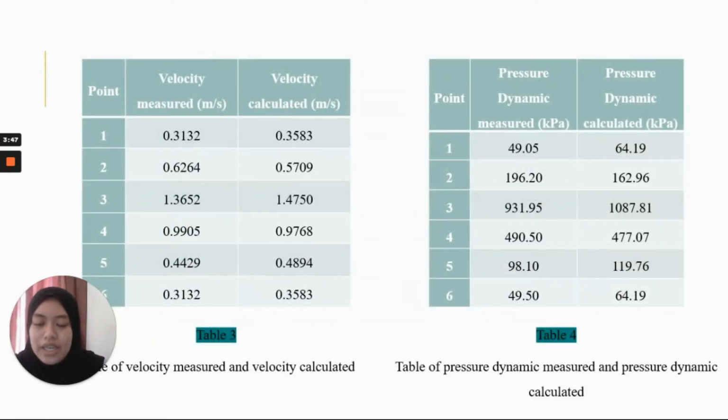This is table 3 and table 4. Table 3 shows the velocity measured and velocity calculated, and table 4 shows the pressure dynamic measured and pressure dynamic calculated. Both of these data came from the calculation of the formula. The details of the calculation will be shown on the next slide.